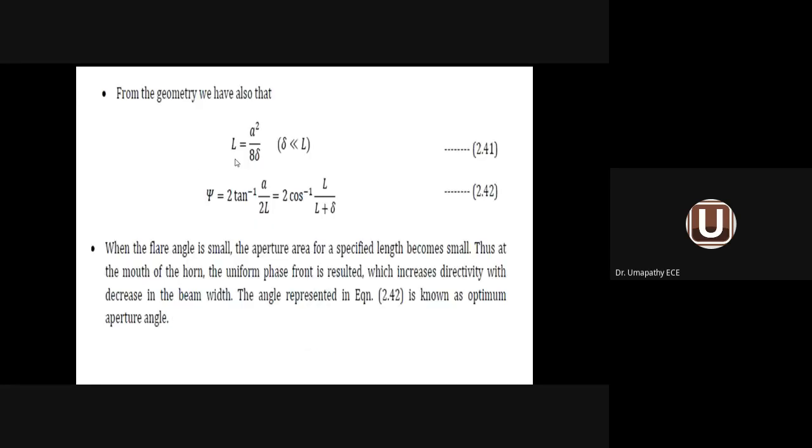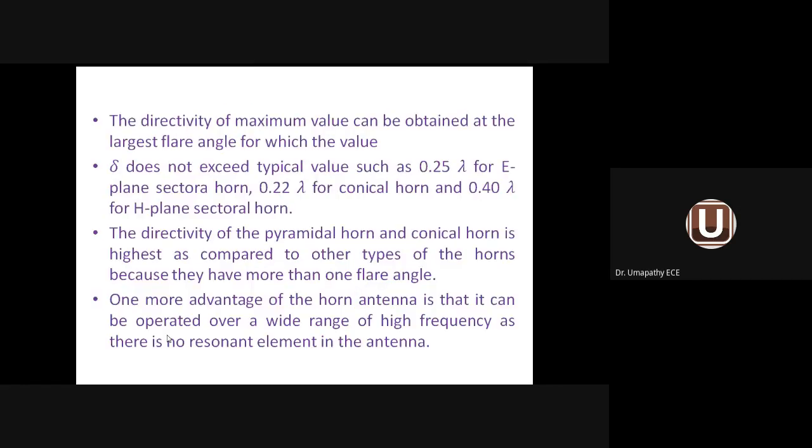So from the above equation, I will be able to get L equal to A squared divided by 8 delta, when delta is very much less than L. The angle psi equals 2 tan inverse of A by 2L, or 2 cos inverse of L by L plus delta. This angle psi is known as the optimum aperture angle, because by varying the psi angle, we are able to vary the aperture, the opening, the mouth of the horn antenna. That is why it is called the optimum aperture angle.